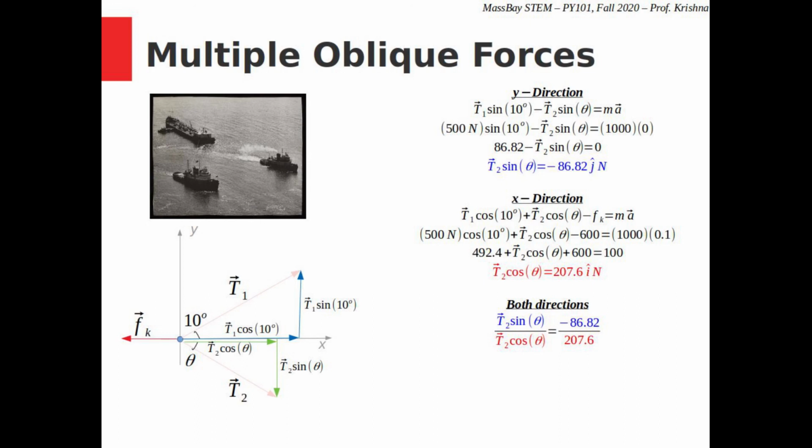But we can now apply a trigonometric identity. Sine theta over cos theta equals tan theta. So we end up with tan theta equals negative 0.418, and taking the arctangent of that, we get theta equals negative 22.7 degrees. And since we earlier said that T2 sine theta must equal negative 86.82 j hat newtons, we can work out that the strength of T2 is 225 newtons.